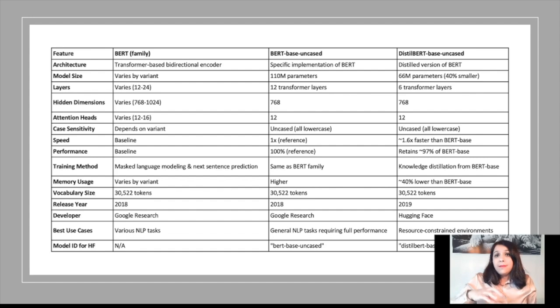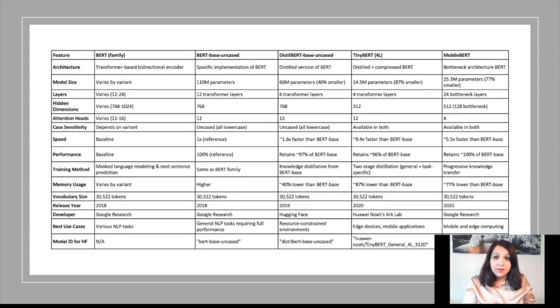By the way, there are many more variations of this model as well. If you want, you can explore further, for example, the tiny BERT or the mobile BERT, which are even smaller and faster. If we quickly compare the size of tiny BERT with DistilBERT and mobile BERT, you can see that the model size is only 14.5 million parameters for tiny BERT and 25.3 million parameters for mobile BERT. They are respectively 87% and 77% smaller compared to the BERT base uncased, which was our reference.